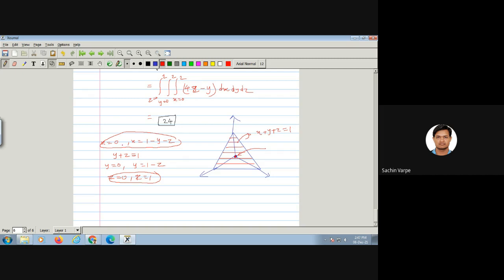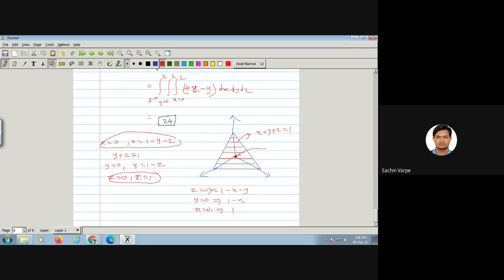So it is not necessary that x varies from 0 to this only. You can write z varies from 0 to 1 minus x minus y. Then y varies from 0 to 1 minus x, and x varies from 0 to 1. And similarly for y. Is this clear to everyone? In all the 3 cases, you will get the same answer.